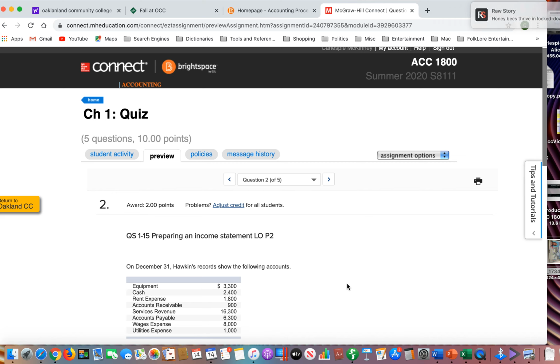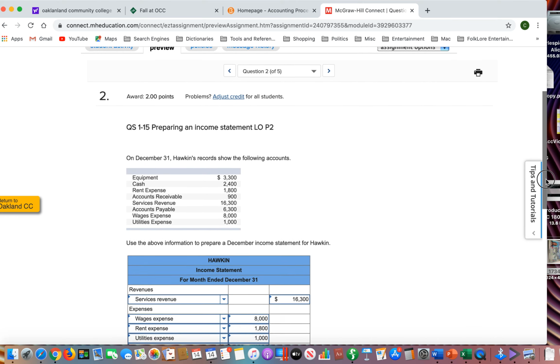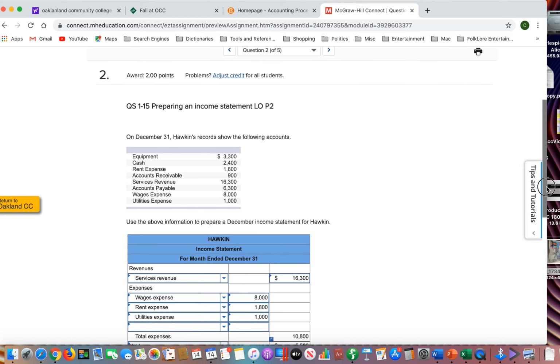I want you to right now think about which of these belong on an income statement. There are four that do. Hopefully you have picked out the four that do. Don't forget, an income statement is revenue minus expenses, right? So let's go down here, and there we are.